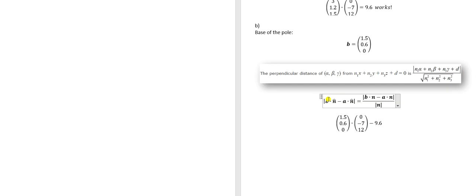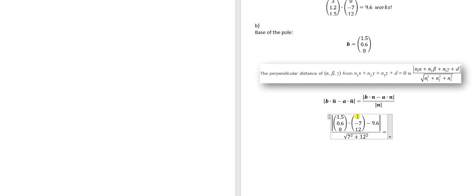That's what will turn it into n hats instead of n's. So once I've got all of this, I'm going to find the modulus of it to calculate the absolute value, and then I'm going to divide it by the size of n, which I can work out with a bit of Pythagoras. It's going to involve -7 squared and 12 squared, so that's something I can work out in a moment.